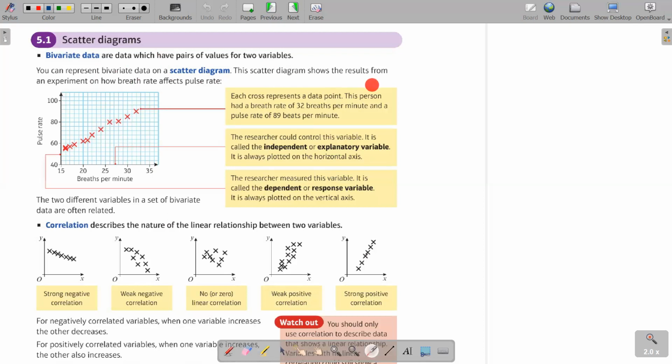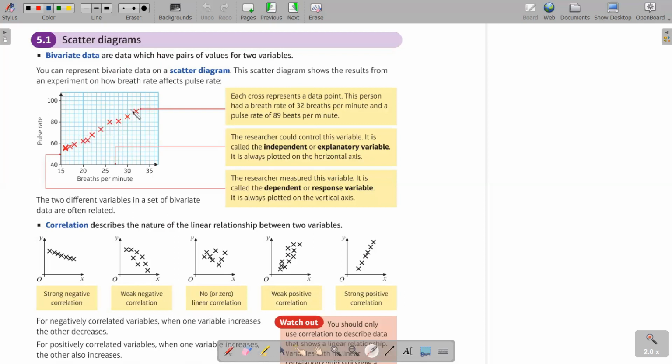This scatter diagram shows the results from an experiment on how the breath rate affects pulse rate. So they are saying how the breath rate, the breaths per minute, affects the pulse rate when that increases. I think they have taken a survey, and you can see how the scatter diagram goes.